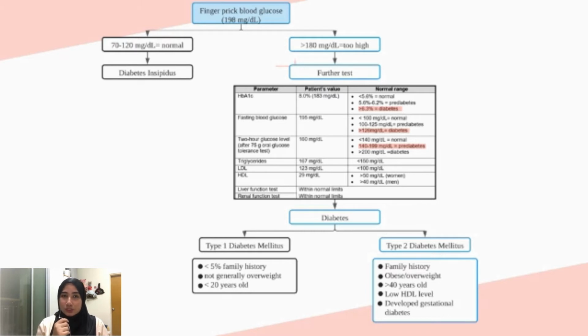All of those readings show that this patient has diabetes. However, there are two types of diabetes. By taking into account her family history, being obese and overweight, her age being over 40 years old, a low level of HDL, and having previously developed gestational diabetes, this patient may have insulin resistance, which is type 2 diabetes mellitus.